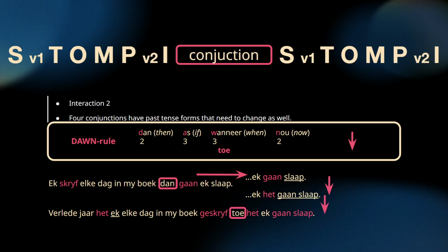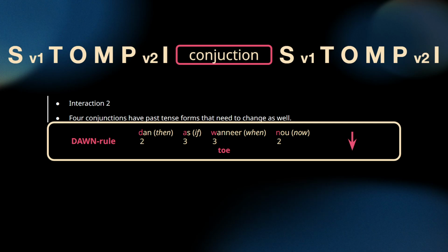Now I can apply that group 2 principle again and move het, which is my first verb, to the front of the sentence. Toe het ek gaan slaap. Let's take a look at another example. Ek skryf elke dag in my boek. I write every day in my book. Wanneer ek gaan slaap. When I go sleep.